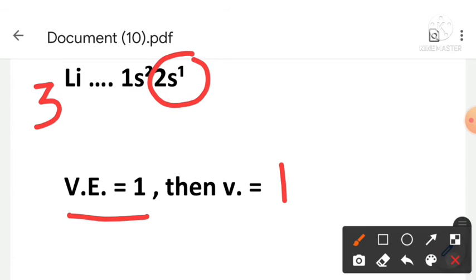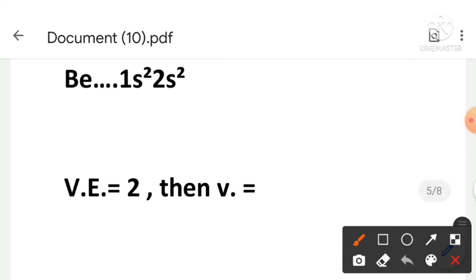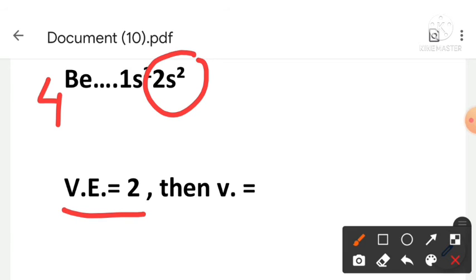Now we see the next element, beryllium. We know that Z of beryllium is 4, so its electronic configuration is 1s2, 2s2 and its outermost shell is 2s2 and number of valence electron is 2, then valency is also 2, because we saw in condition second, if the number of valence electron is 2, then valency is also 2.